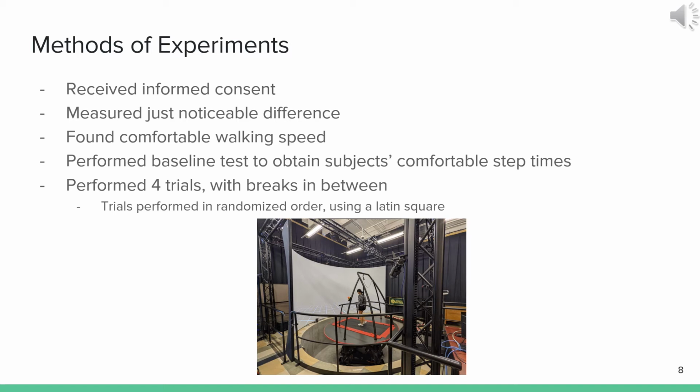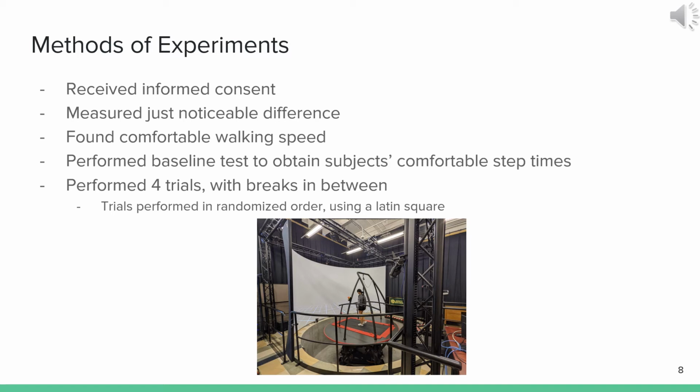Then we had them go ahead and step on the treadmill, and we found their comfortable walking speed. We did this by starting at a fairly low speed, and at the participant's request, we increased the speed gradually until they felt that they were at a comfortable pace where they weren't walking too fast or too slow, and they felt that it was a speed that they could walk at for roughly 6 minutes at a time.